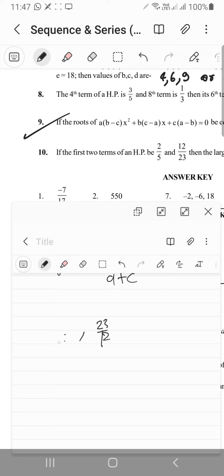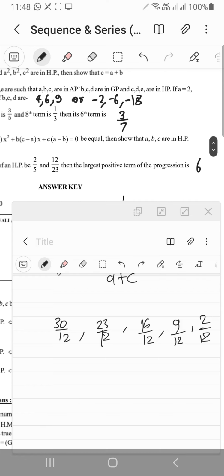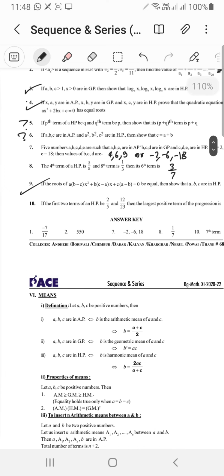What's this? 5 by 2, right? So it's going to be 12 and okay, what's 6 into 5 is 30. So it's 7. 7 is the difference. So the next term, that will be 16 upon 12, and then it's going to be 9 upon 12, right? Yes, it's 7, and then it's 2 upon 12, and then it goes to the negative numbers, and we don't want that. This is the smallest arithmetic term, and then its corresponding harmonic term will be the biggest harmonic term. That will be 6.